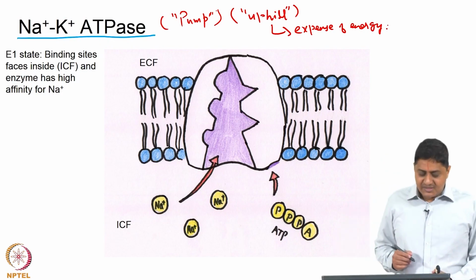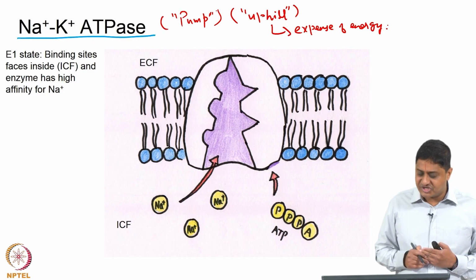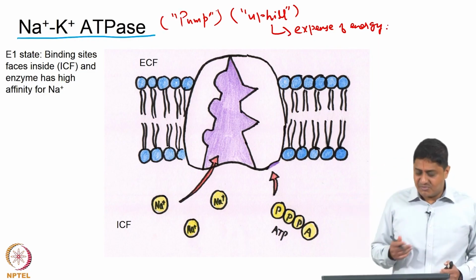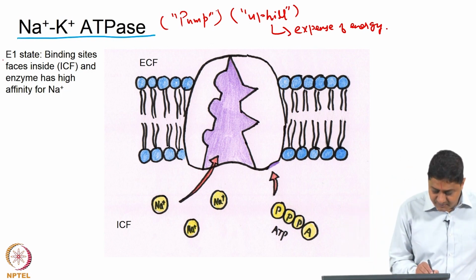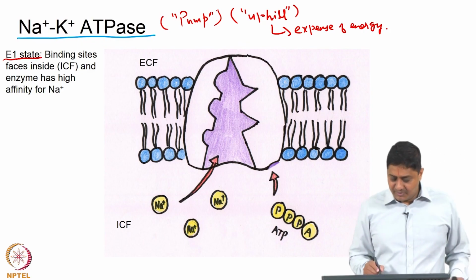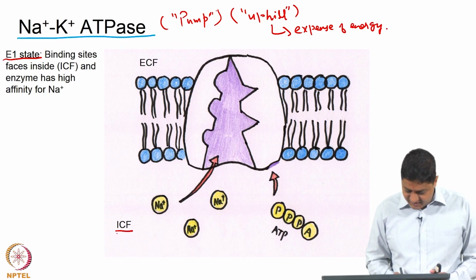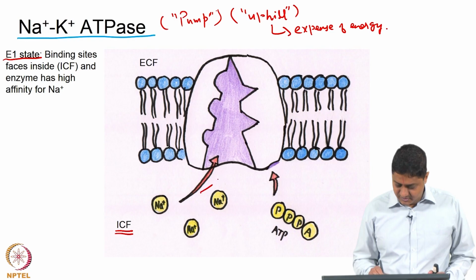So, in the case of sodium potassium ATPase, this is a transmembrane protein that takes up energy and undergoes conformational change. This membrane protein has two conformational states, an E1 state in which the binding sites are open on the inside of the cell like this. This is the opening.